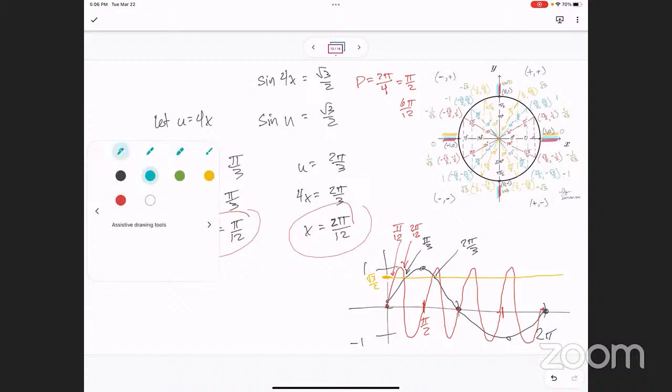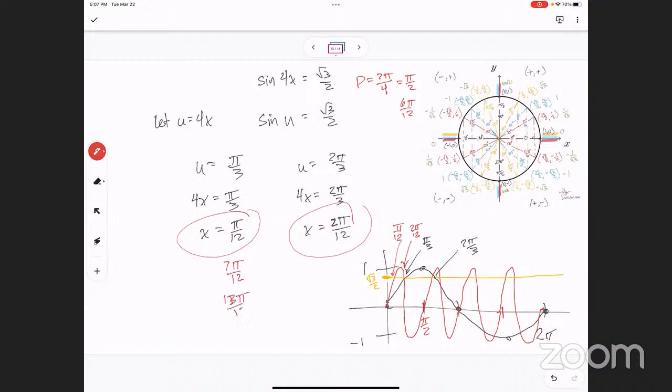Let's continue to add pi over 2 or 6 pi over 12 to this. What's 1 pi over 12 plus 6 pi over 12? 7 pi over 12. Then it's 13. Add another 6 pi over 12. 13 pi over 12. Add another 6. 19 pi over 12. Do you see how easy that is to do? I'm just adding 6 pi over 12.